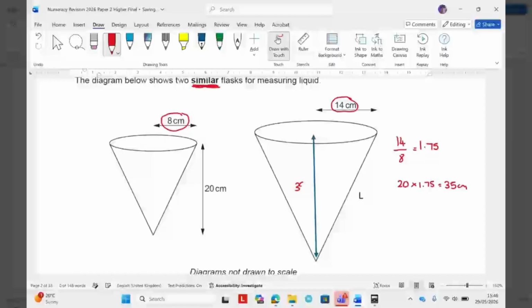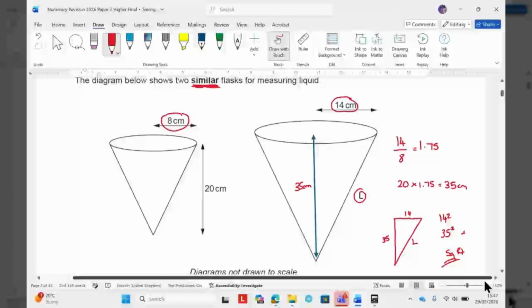Could link something like this to Pythagoras theorem. If you look there, I could work that out now, because I've got this right angle triangle hidden within this shape, where that's 14 and that's 35, and they could say, okay, now work out the length of the diagonal side of the cone, and we would do a little square, add, square root. But we'll come on to Pythagoras later.